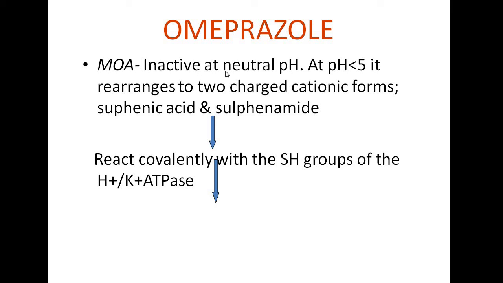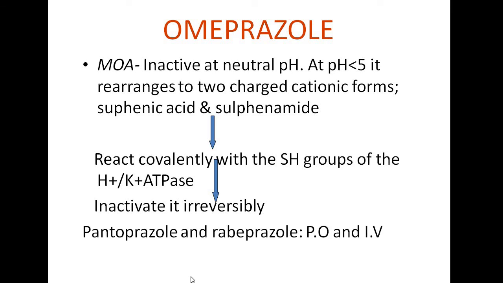So on oral administration, at a neutral pH inside the parietal cell, it gets converted to the active form, namely sulfonamide. Therefore, proton pump inhibitors should not be given with antacids. This inactivation of the hydrogen potassium ATPase is irreversible. Therefore, the proton pump inhibitors completely block acid production, that is, they produce a state of achlorhydria. Pantoprazole and rabeprazole can be given intravenously also.